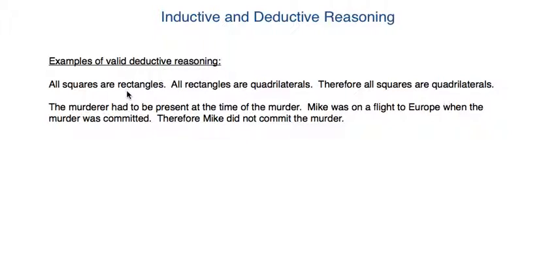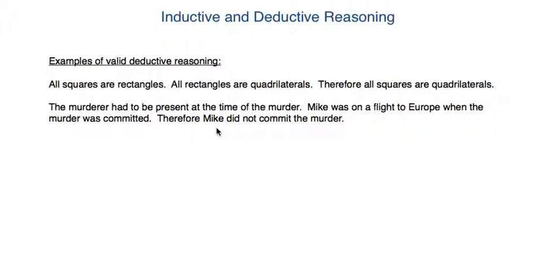So this is a fact, this first sentence, all squares are rectangles. The second sentence is also a fact, all rectangles are quadrilaterals. And then the third sentence is one that can be deduced from the first two sentences.